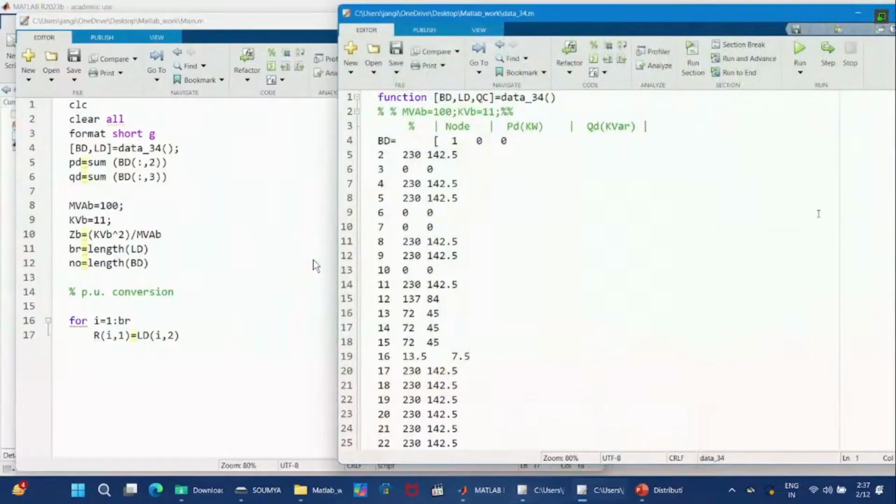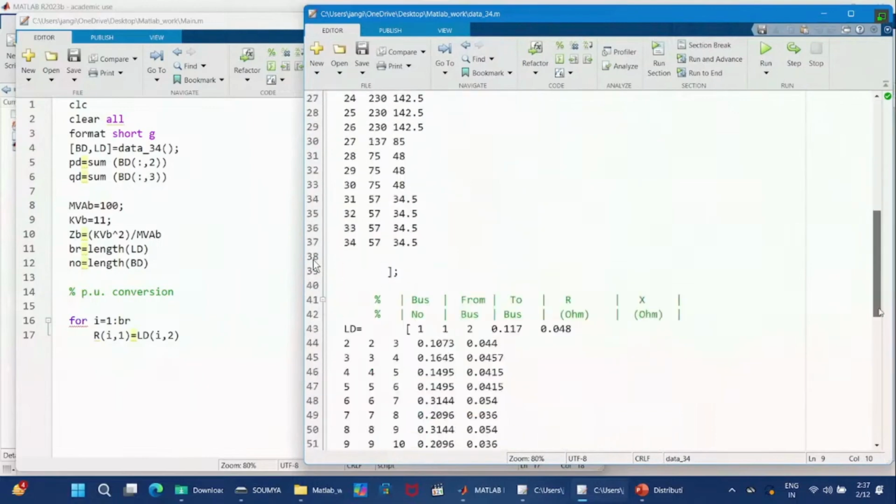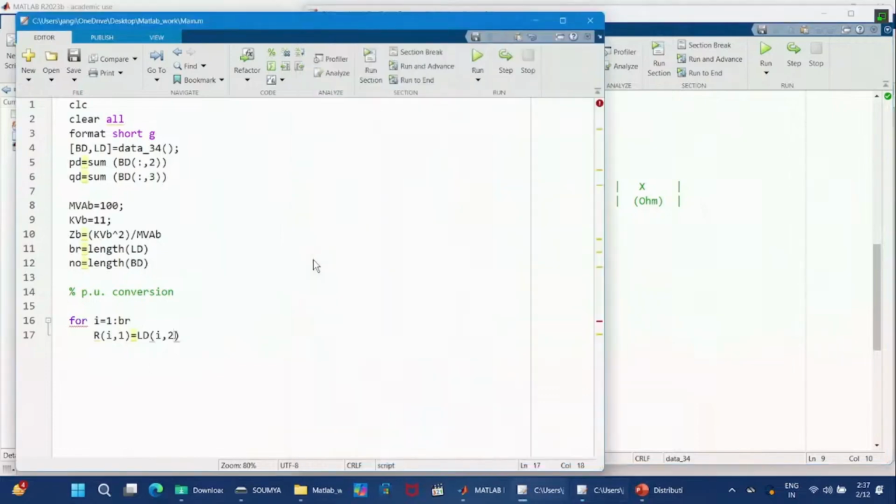If we see this one, R is situated on the 4th row. So it's supposed to be line data I comma 4 divided by whatever the value of Z base.